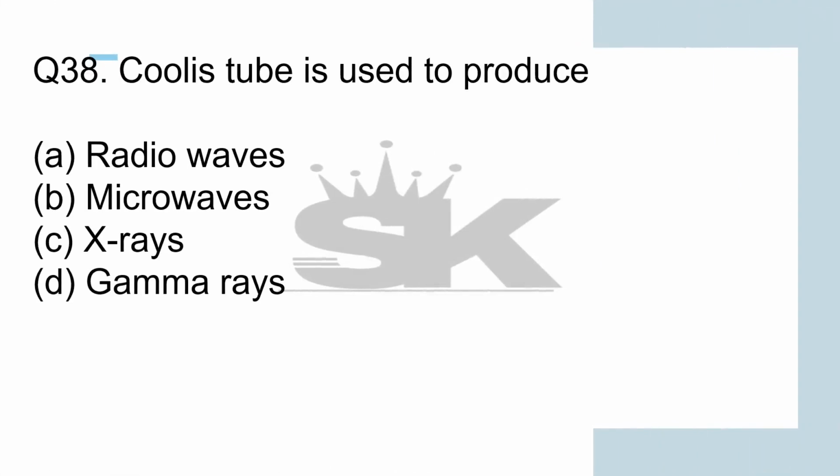Coolidge tube is used to produce X-rays. A high voltage power source, for example 30 to 150 kilovolts, called the tube voltage, is connected across cathode and anode to accelerate the electrons. The X-ray spectrum depends on the anode material and the accelerating voltage.